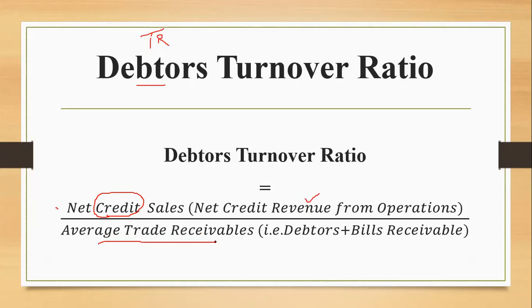Now when you talk about average trade receivables, it will include the debtors and bills receivable, both the terms. For average, the formula is very simple, that is opening plus closing to be divided by 2. Now for net credit sales, you also have to take care that out of total sales, return is by default to be deducted, as well as cash sales also.